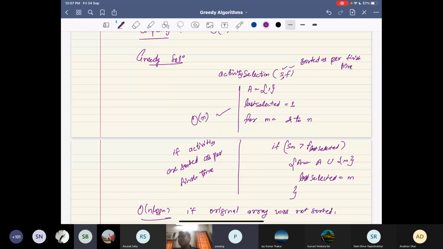Sir, S and F both are sorted as per finish time, right? No. I mean, they are just telling you the index of activities. They are corresponding to the activities that are sorted as per the finish time. So the first element of both the arrays will tell you the start time of the activity that finishes the first and the finish time of the activity that finishes the first, and so on. Okay, sir.